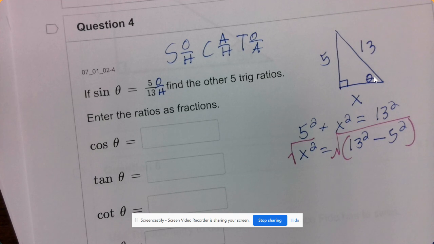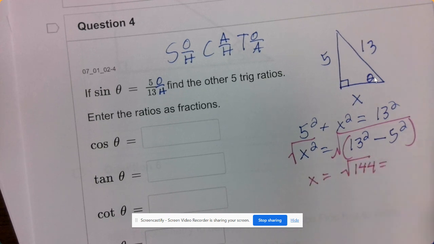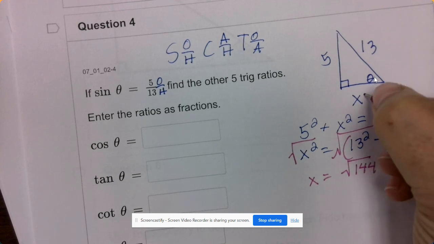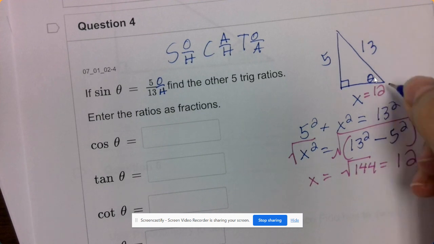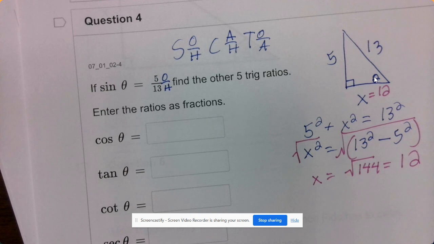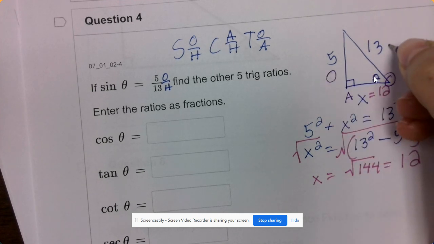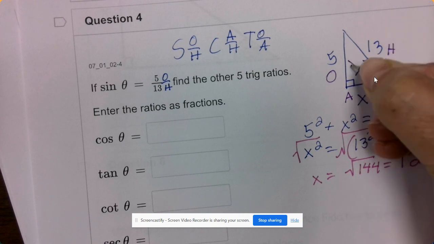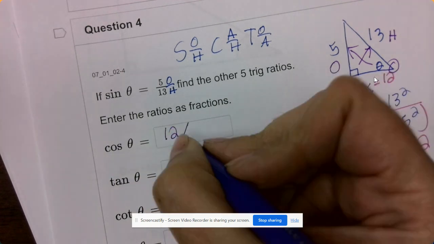So 13 squared minus 5 squared. If you want to do it step by step, you can do it that way and then plug it in the calculator. The square root of 144 is 12. So that side is 12. Okay, now I have all the sides. This is the adjacent side, opposite, hypotenuse. So cosine is going to be 12 over 13.